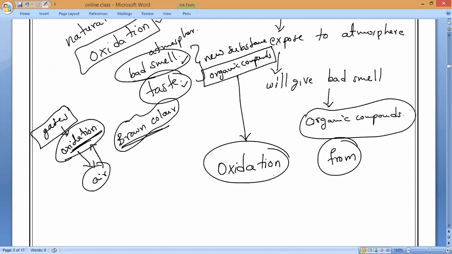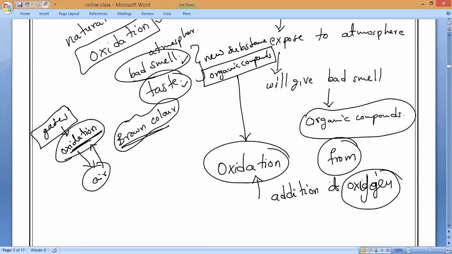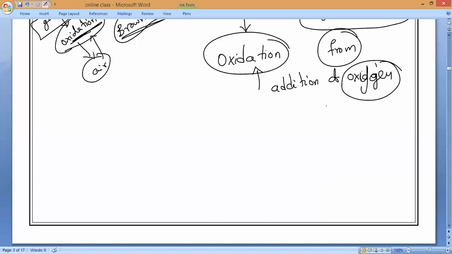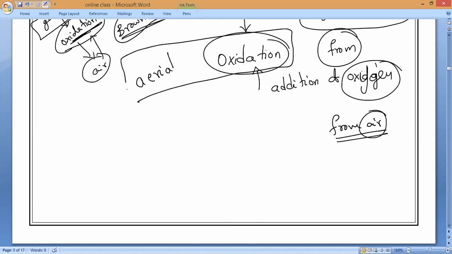So what do you mean by oxidation, guys? Anybody? Addition of oxygen, yes or no? Addition of oxygen we call oxidation. Who is supplying the oxygen? It is coming from the air, the atmosphere. That is why this is called aerial oxidation. Do you understand, everybody? The oxygen is coming from atmospheric air. That is why this process of oxidation we call aerial oxidation.